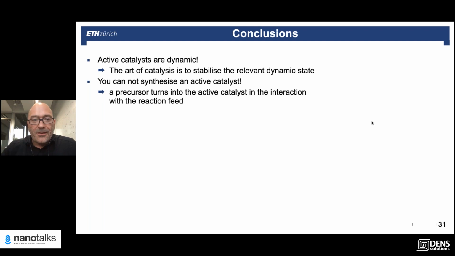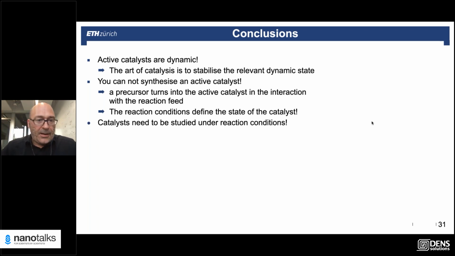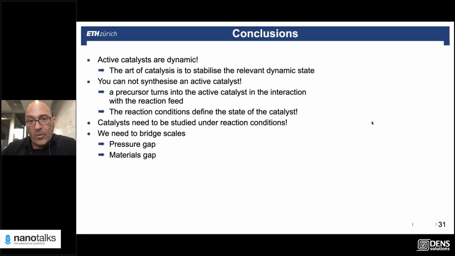So the reaction conditions are also relevant. Some people use one stoichiometric ratio for any conditions, but depending on the pressure and temperature, you need to adapt. And as I said already, catalysts need to be studied under reactive conditions. That's very important. And because it's so complex over so many scales, we need to do a bridging of scales. So we have to make sure that we consider the pressure gaps. Things at low pressure are different to things at high pressure, as I tried to show. There are material gaps in terms of complexity.